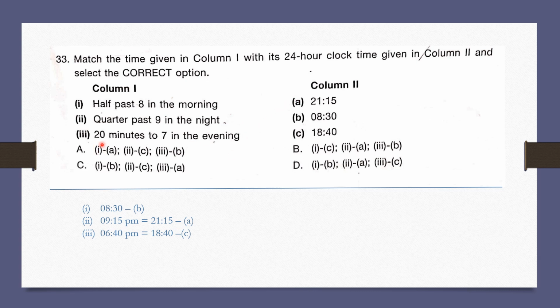Now the third one, 20 minutes to 7 in the evening. So it is 6:40 p.m. in the evening. So in 24-hour clock, it will become 18:40, which is option C. So first is B, second is A, and third is C. So our answer is option D.